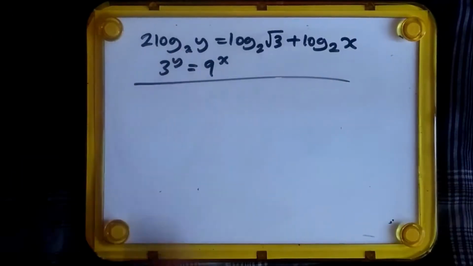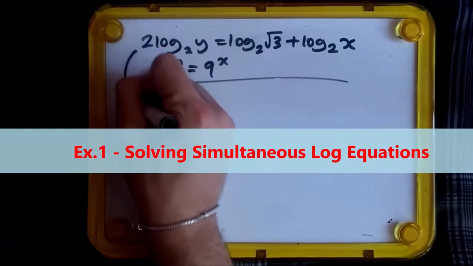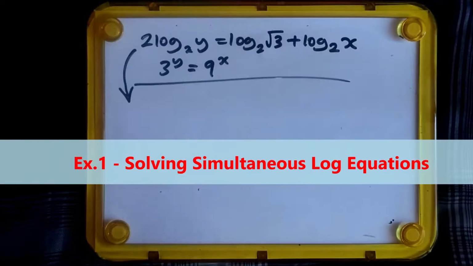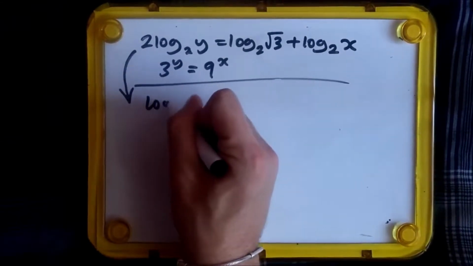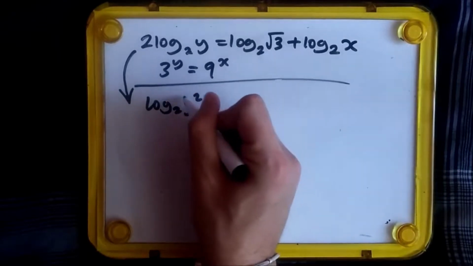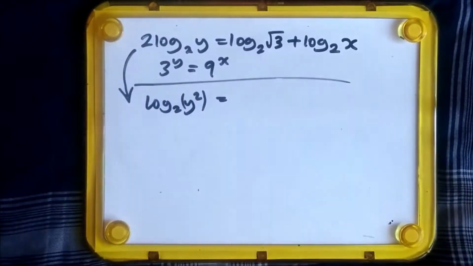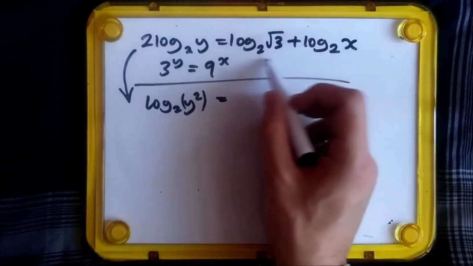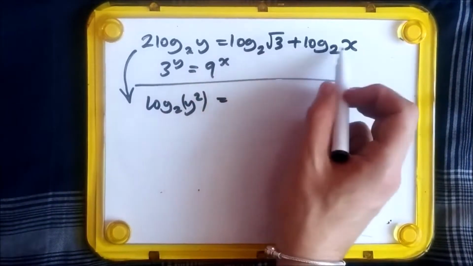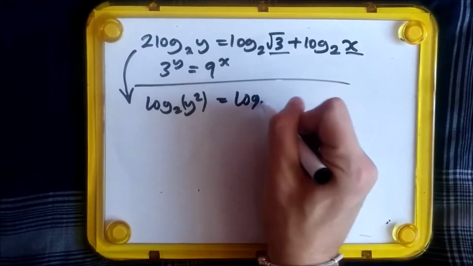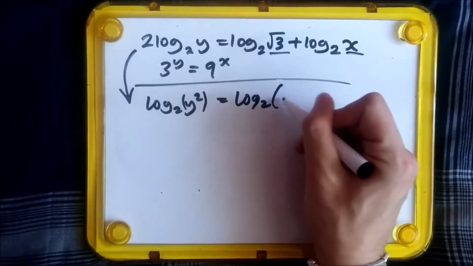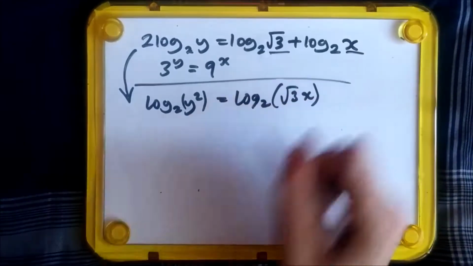So what we'll do on the left hand side of the log equation, let's start from here, is use the rule. Knowing that we have a constant in front of log, this becomes a power. So we're going to have log 2y to the power 2, so this is y squared. On the right hand side, when you've got two logs with the same base and you're adding, you can multiply the two terms here, which will become log 2 root 3 times x, which is root 3x.